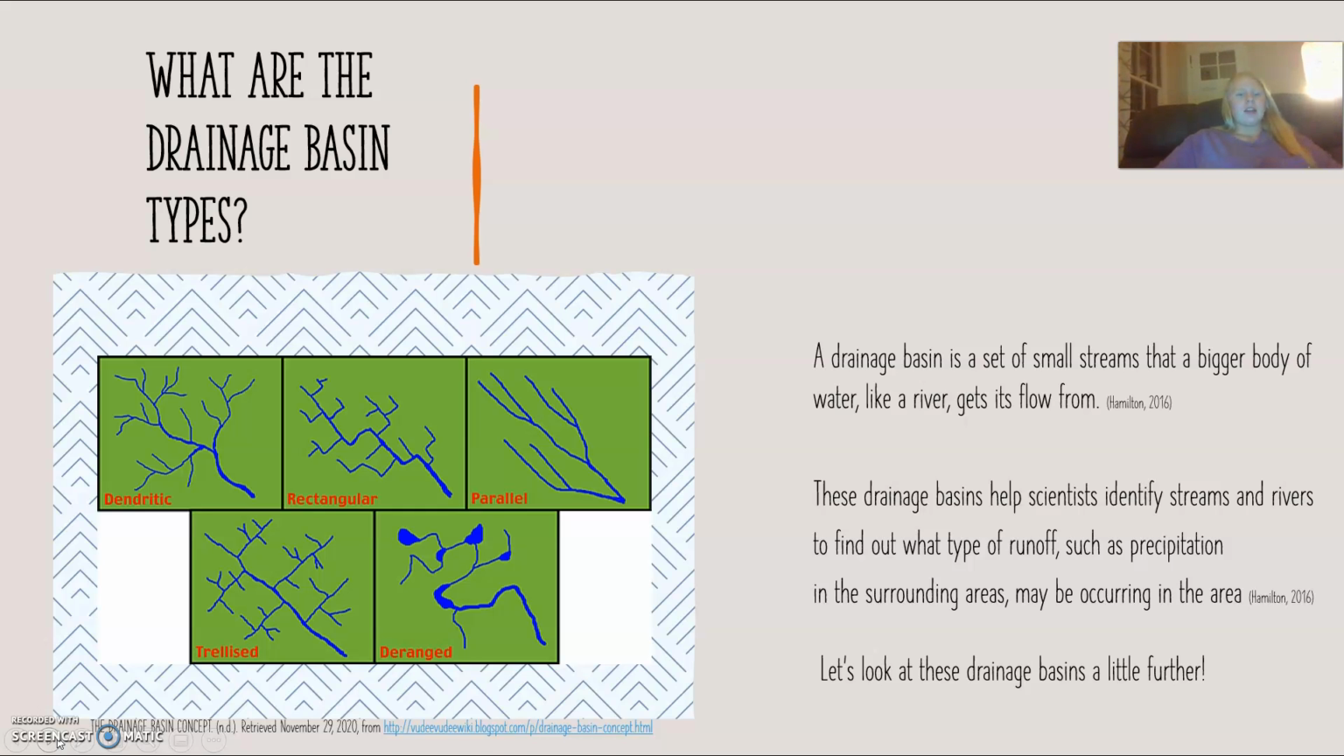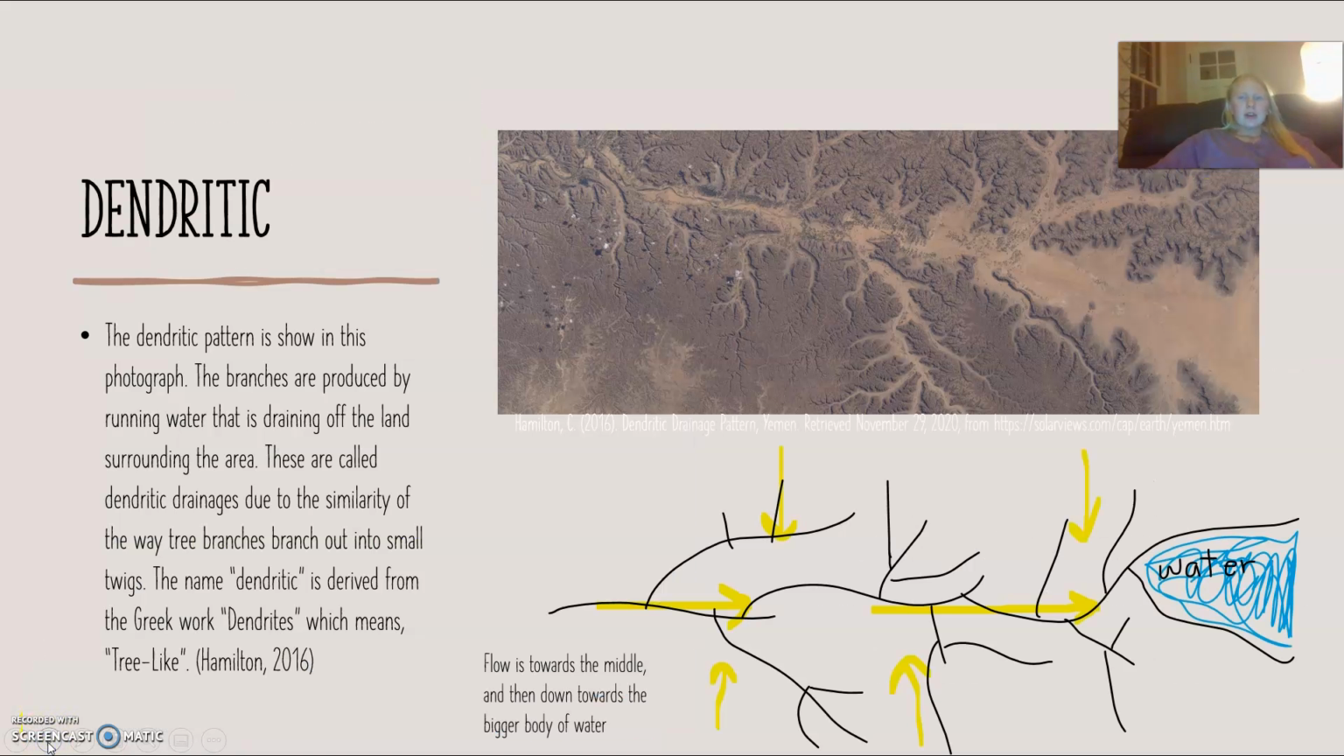So now let's look at these in the picture here. We're going to talk about the dendritic pattern, the rectangular pattern, parallel pattern, trellis pattern, and deranged pattern. Let's look a little further on those. First let's talk about the dendritic pattern. The dendritic pattern is shown in this photograph.